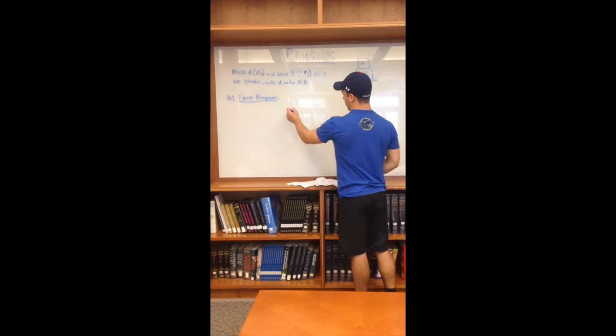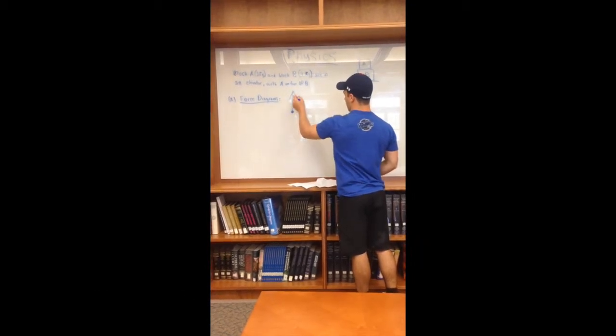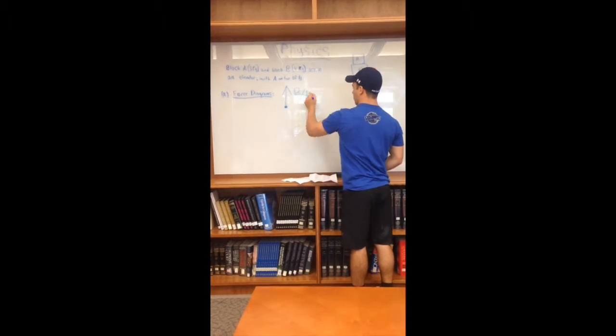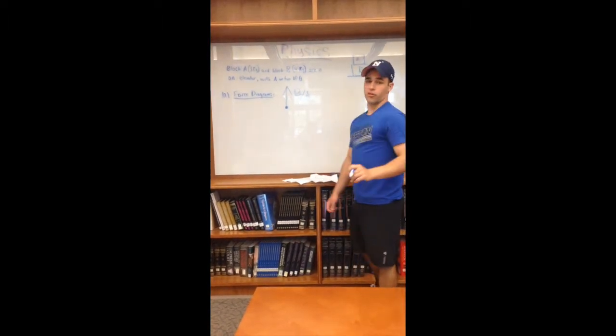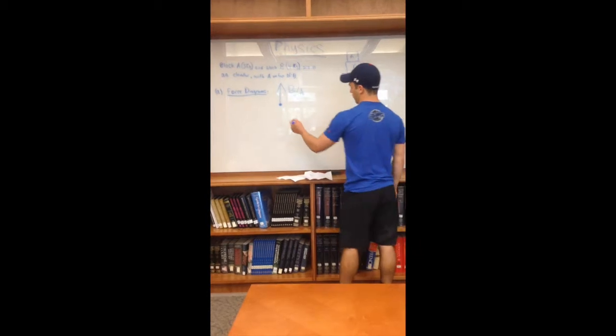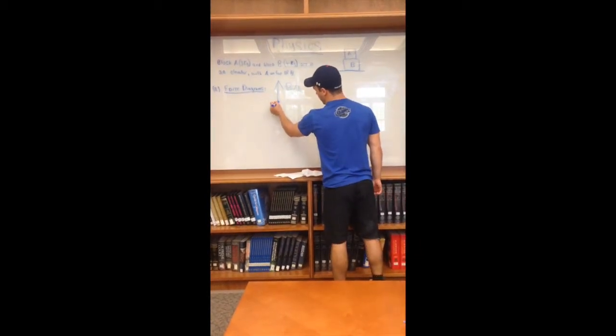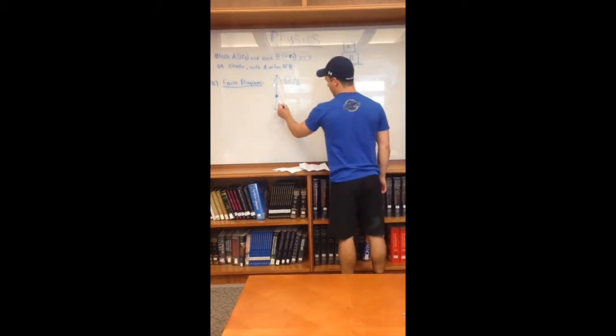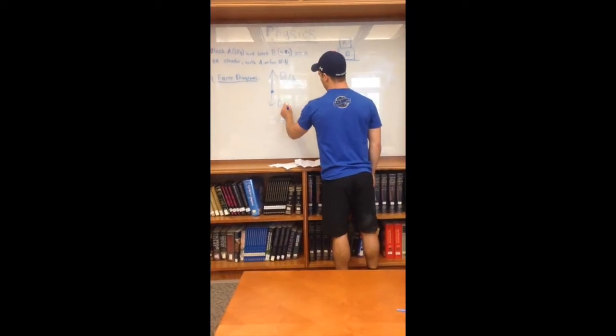Pushing up on block A is block B. So we have block B on A. So there's another force, and that is the force pushing down on it. Well, in this case, pulling it down, because there's gravity. So gravity will be pulling down on A.